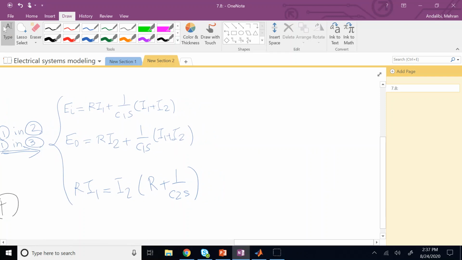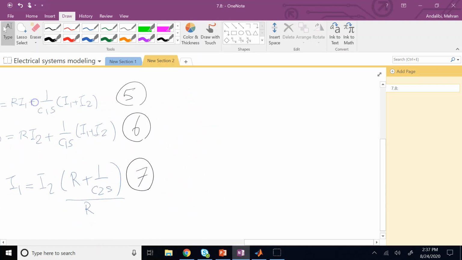And now I can eliminate I1 or I2 in these guys. So let's say I eliminate one of them, it doesn't matter. So from here, actually I can divide this by an R and set it equal to I1, right? Because that's what it is. So I call this now equation 5, 6, and 7. And now if I plug in 7 into 5 and 6, I1 goes away, right? So that's what I do. I plug in 7 in 5 and then 7 in 6.